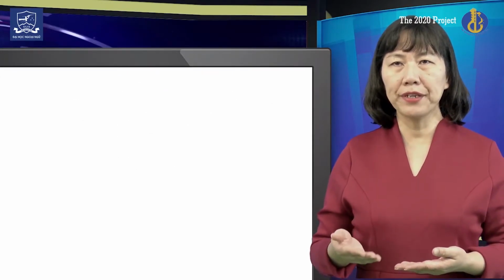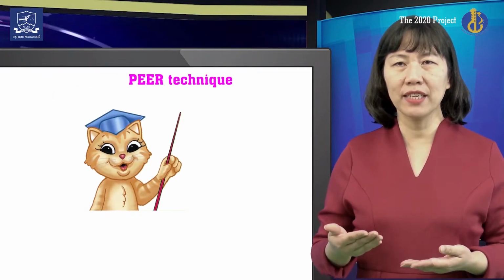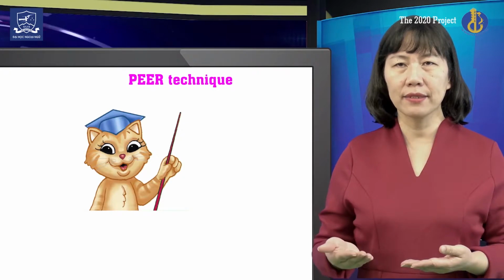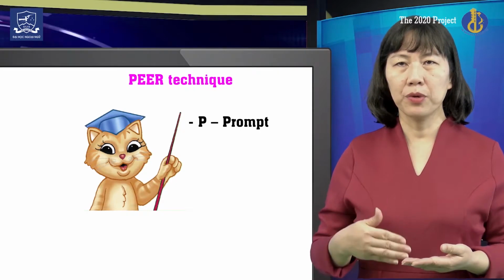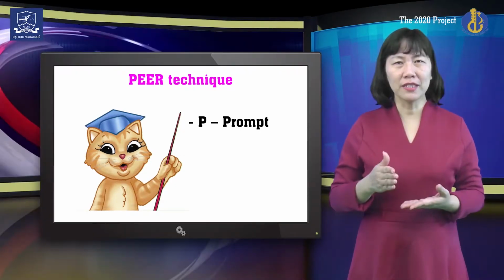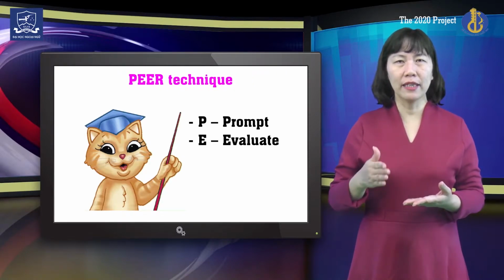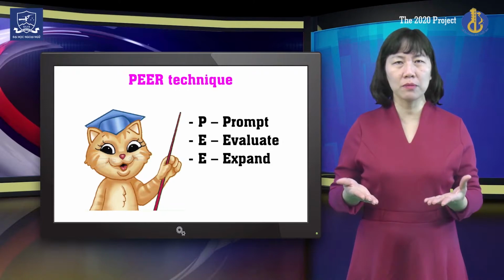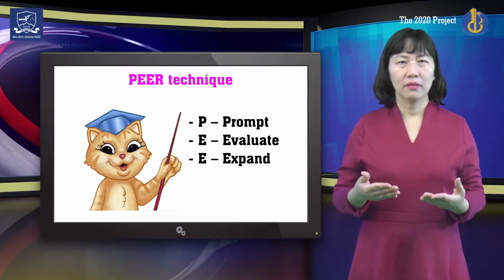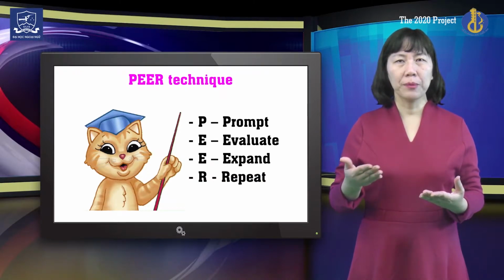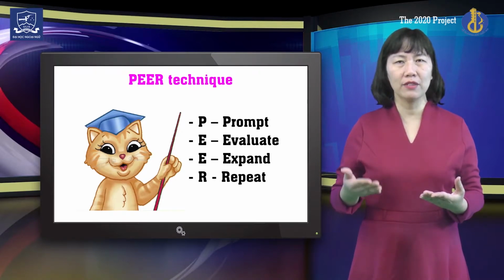Have you ever heard of the PEER technique? It is a very useful way to support young learners in learning to speak and correct mistakes. In the PEER technique, P means prompt pupils to say. The first E means evaluate pupils' responses. The second E means expand on their responses by rephrasing or adding information. R means repeat the prompt or question again to ensure the pupils have learned from the expansion.